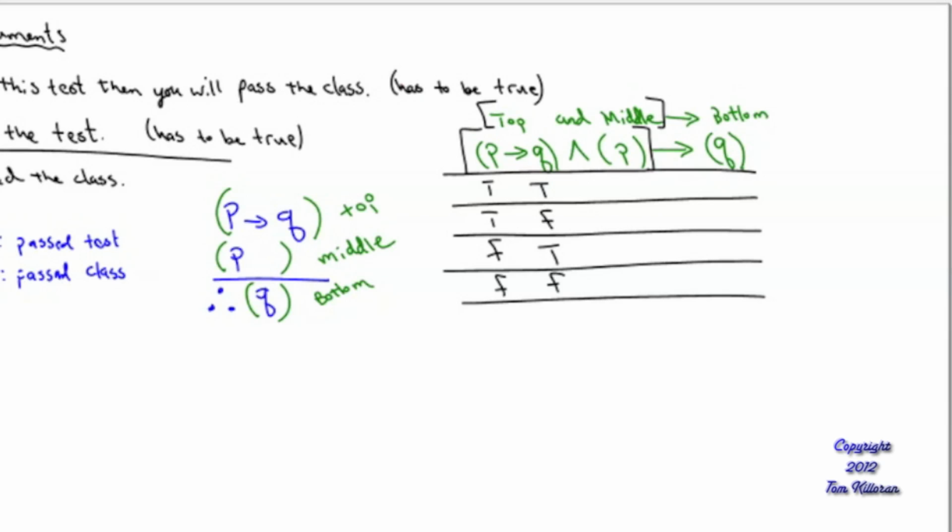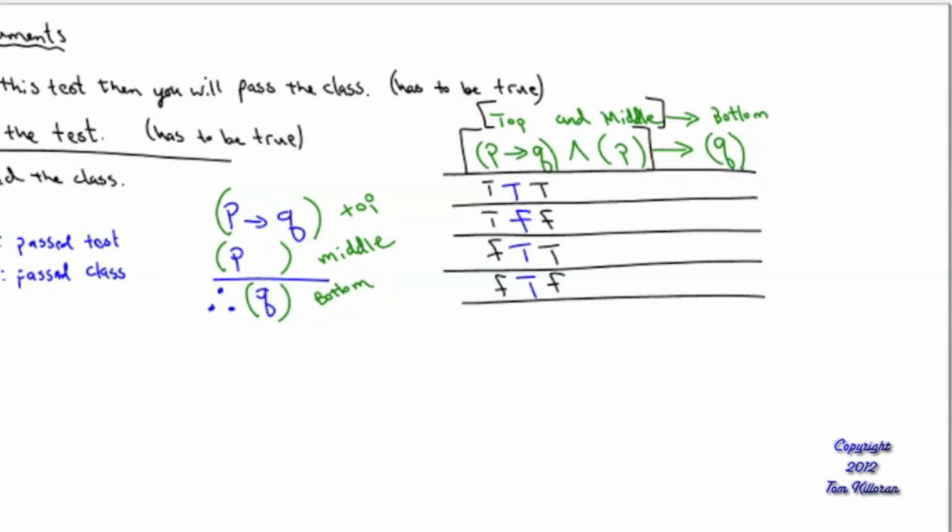In between them is an arrow, or a conditional. We're looking for a T and then an F. This becomes F, and the rest of them are true. So this is true, this is true, this is true.